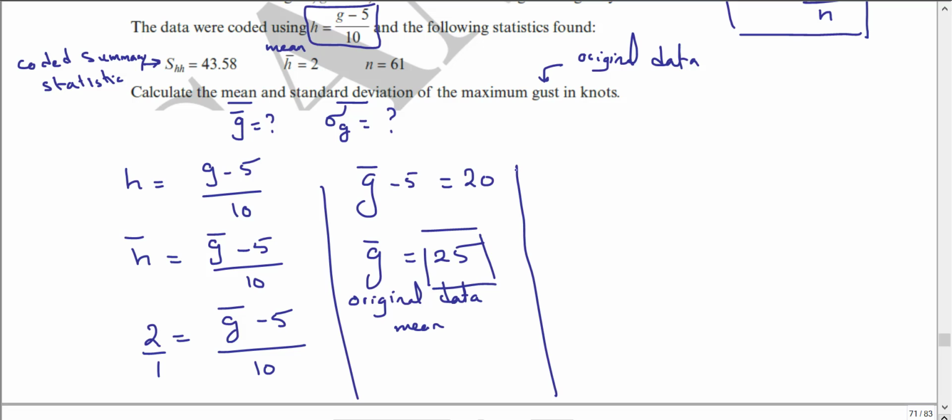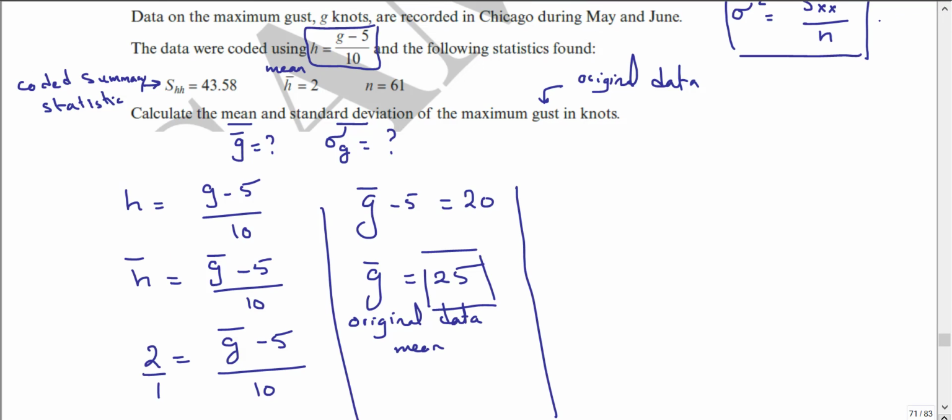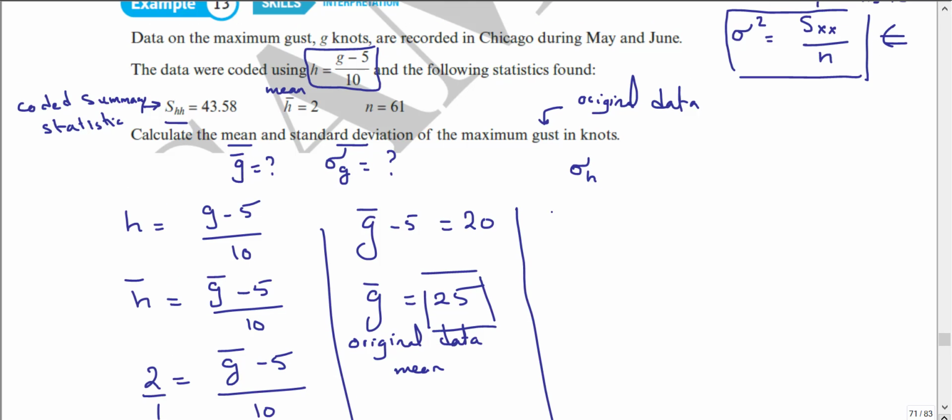Now the standard deviation. We want sigma G. We can't find it directly. We need to first find sigma H. Why? Because you are given SHH, the summary statistic of the coded, so you have to use this. Which rule should I use? This rule: the variance of the coded equals the summary statistic of the coded divided by n.